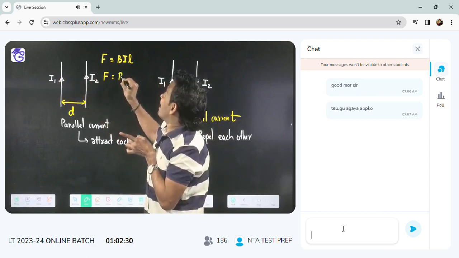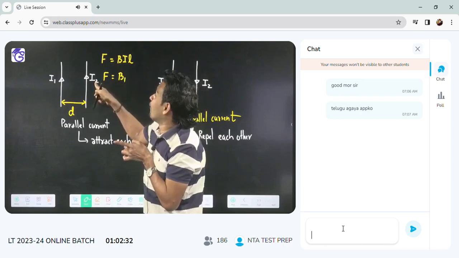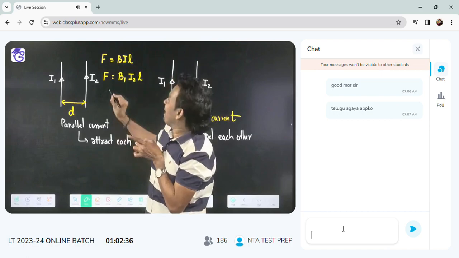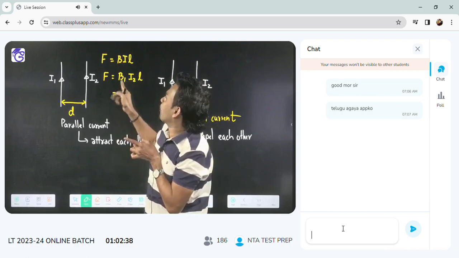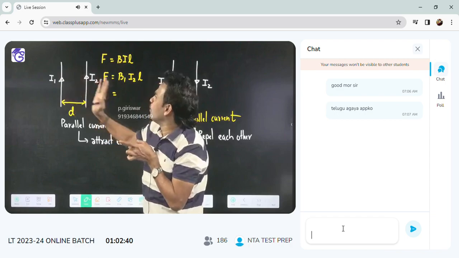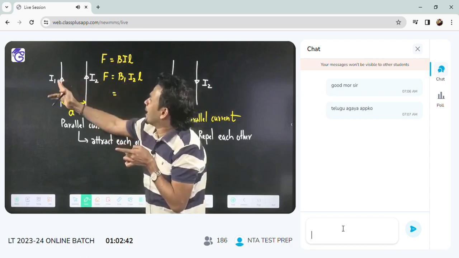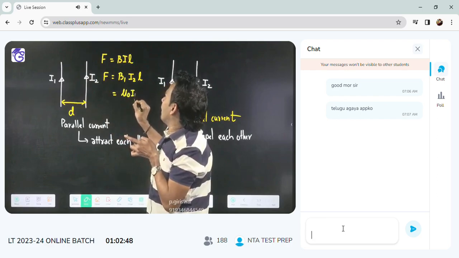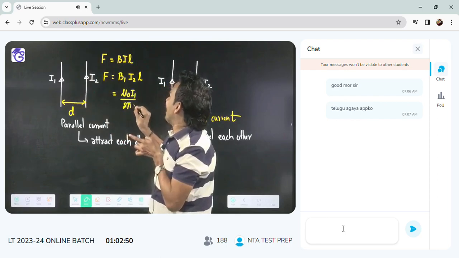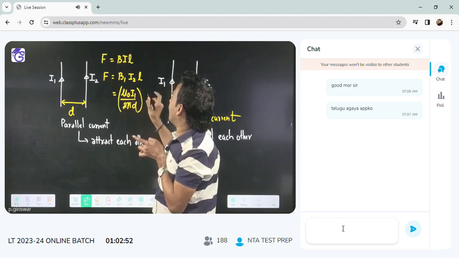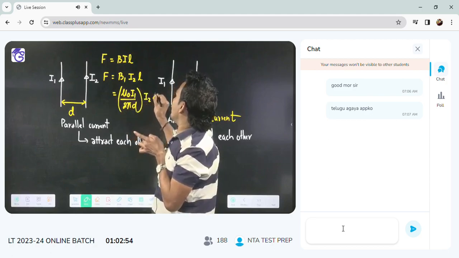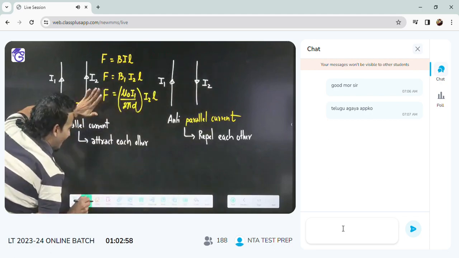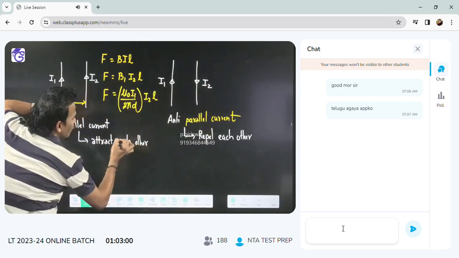That is B1. You are calculating the force on wire 2, so F = B1 I2 L. B1 is produced by wire 1, and I know how much magnetic field I1 will produce here. That is mu naught I1 by 2 pi d, the magnetic field due to a long straight wire, into I2 into L. This is the value of the force.